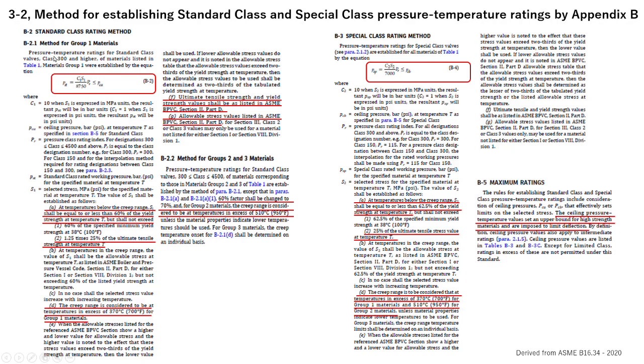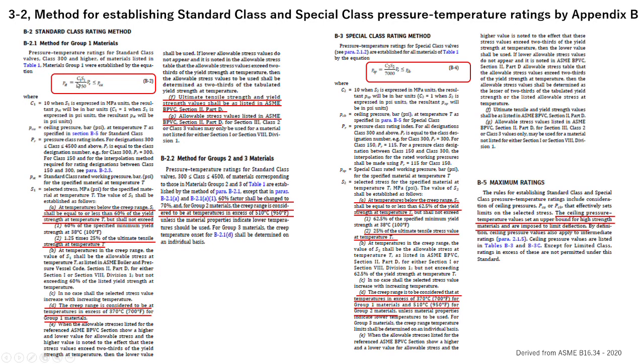pressure temperature ratings for standard class valves, class 300 and higher, of materials listed in Table 1, material group 1, were established by the equation. This equation calculates the PST, equal to the standard class rated working pressure. This is the working pressure.